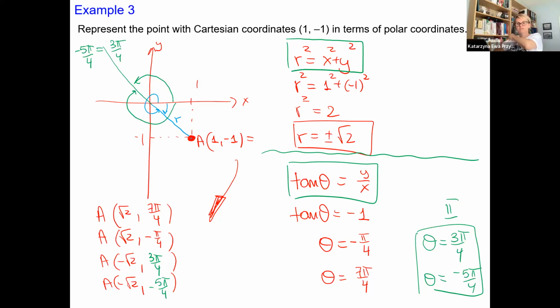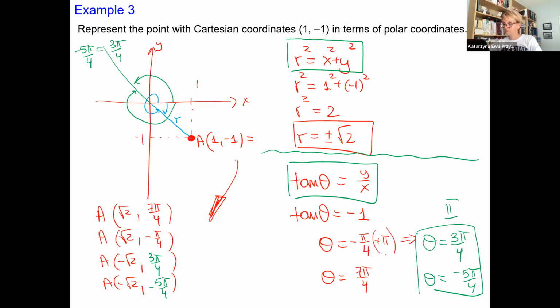I would just like to know, are we okay with how I got 3 pi over 4? It's just on the opposite side. Or we can basically add or subtract pi. When I add pi, it will be 3 pi over 4. Yeah, that's what we got.